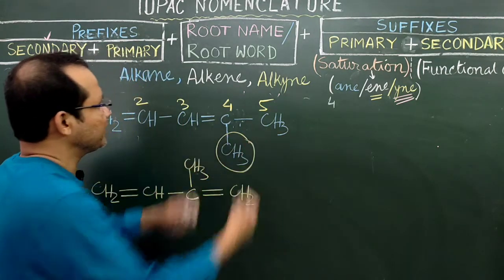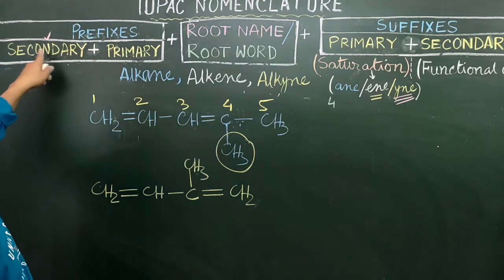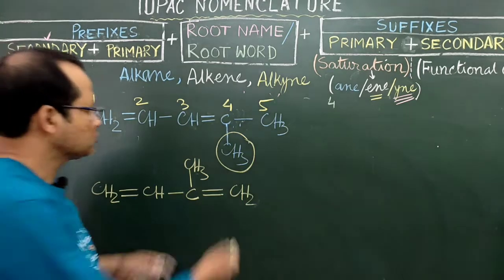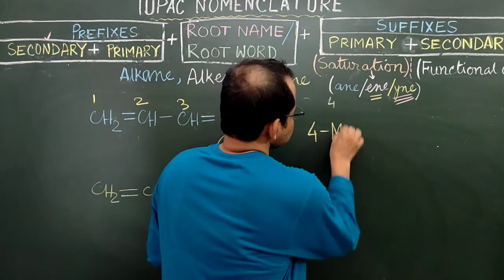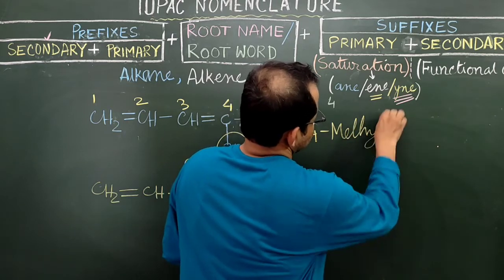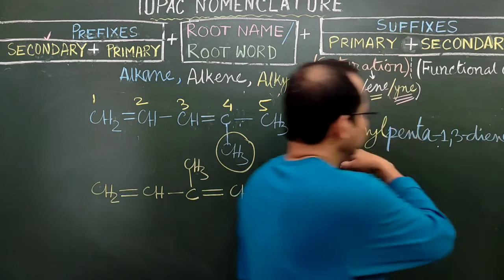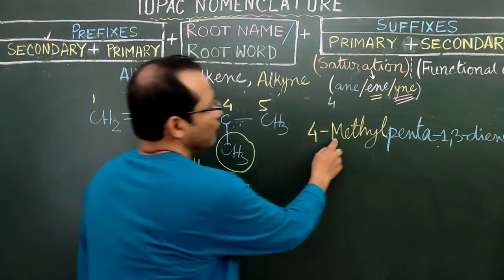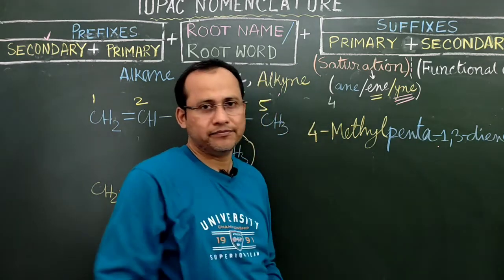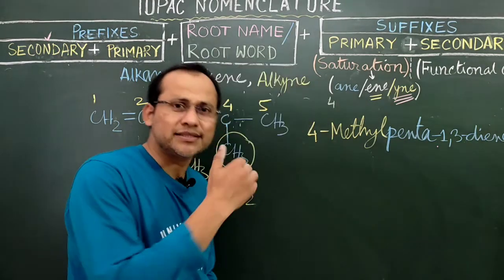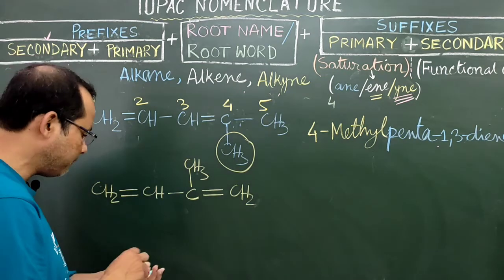Now what will be the name of this compound? Since it is the side chain or substituent, it will come in the secondary prefix portion, so that is to be mentioned first as this. Now after this, as usual, the name of the compound will be 4-methylpenta-1,3-diene. Now come to the next example. Look, this is the compound. So first of all, numbering.